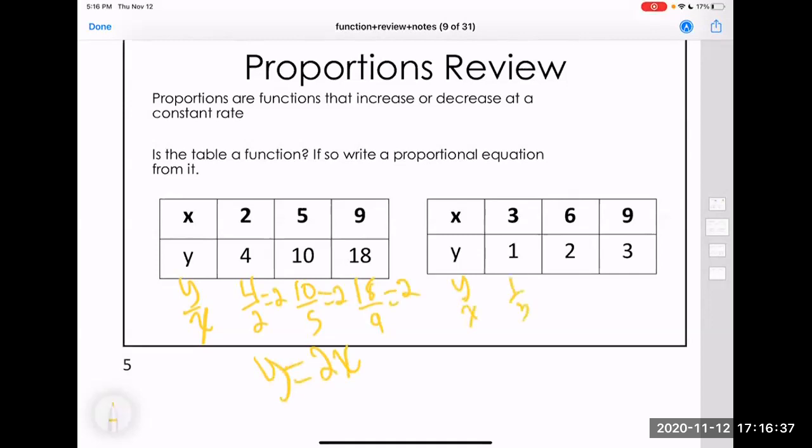Same thing, 1 over 3, 2 over 6, 3 over 9. That all gives us 1/3. So we write the proportional equation y equals 1/3 x. Remember, proportional equations look like y equals mx. Whatever you find as the constant is what you replace with m.